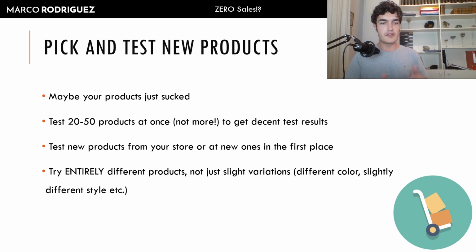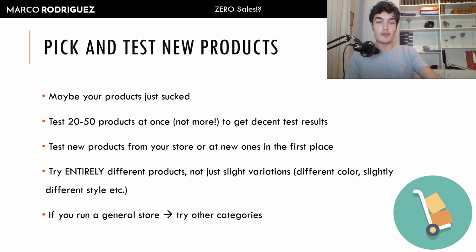Don't use different colors or slightly different styles, anything like that. Try entirely different products. So if you only tested, let's say, drones so far, now try a dog collar, or a Bluetooth watch. Or if you're in a niche store, like a fashion store, try completely different items of clothing, completely different styles, not just a very slight variation, because that's how you can really find out if something else works better.